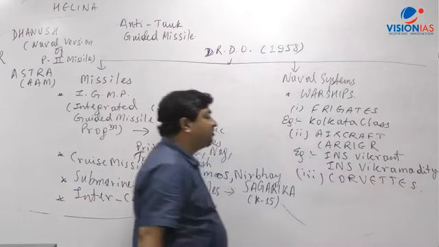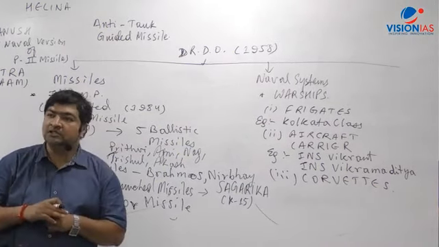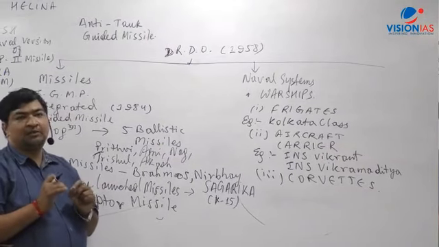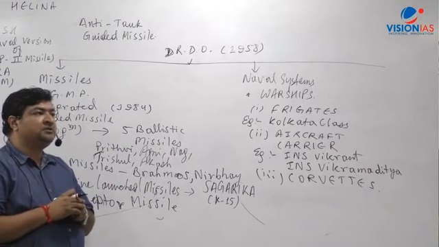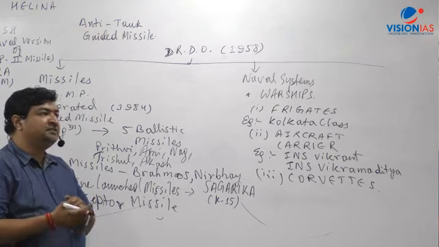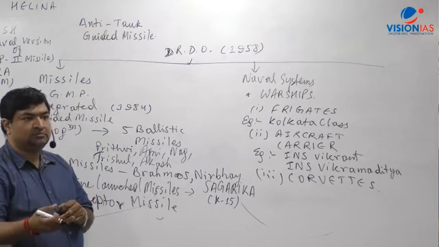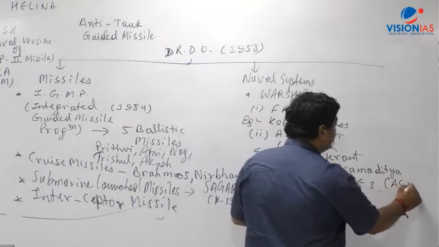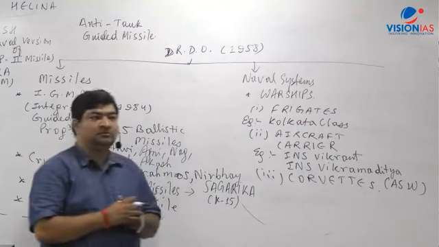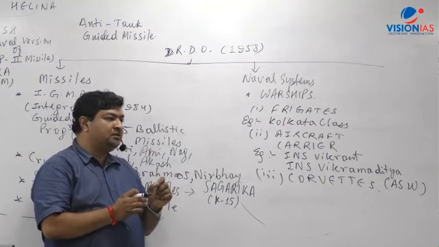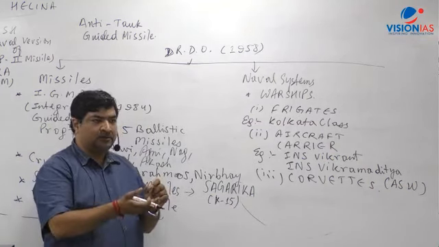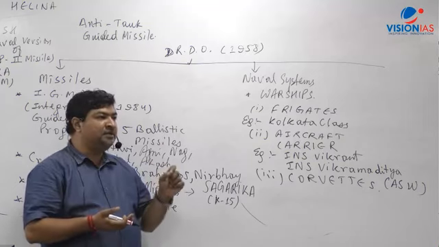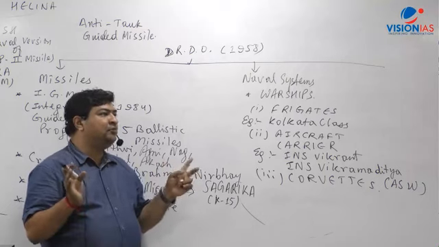DRDO is also known for making corvettes. What is the corvette? Corvette is that kind of warship which is for submarine defense, anti-submarine warfare, what is called ASW. It can protect from submarine attack, underwater attack. For that we have corvette.